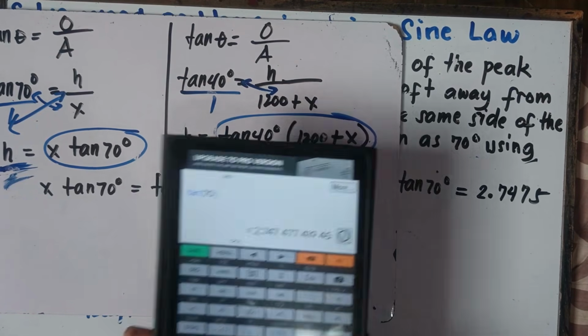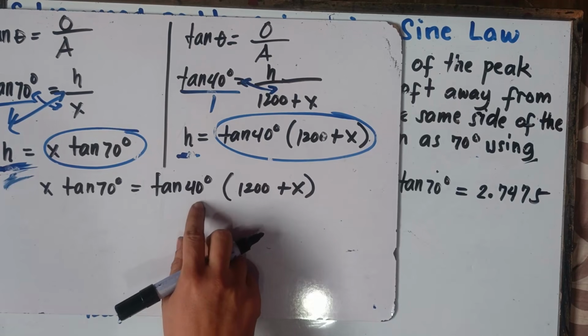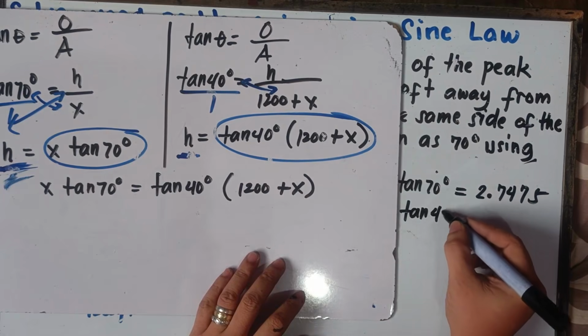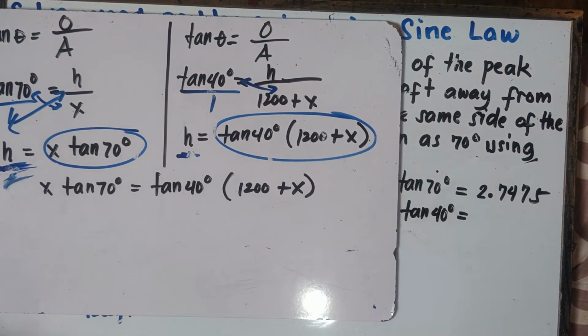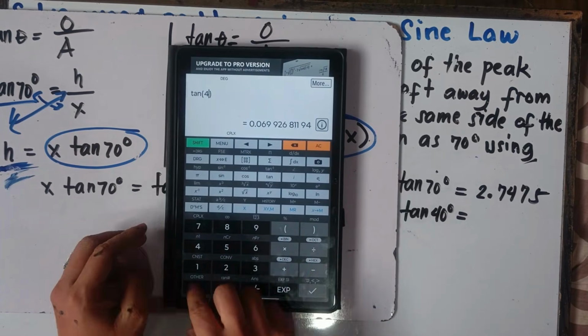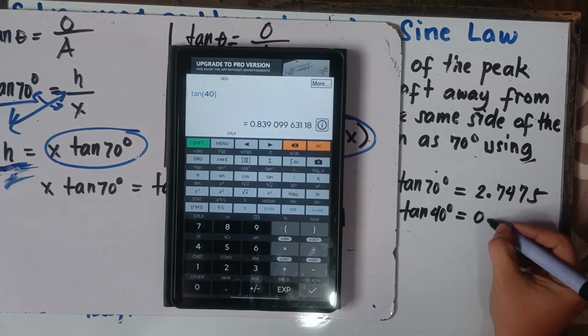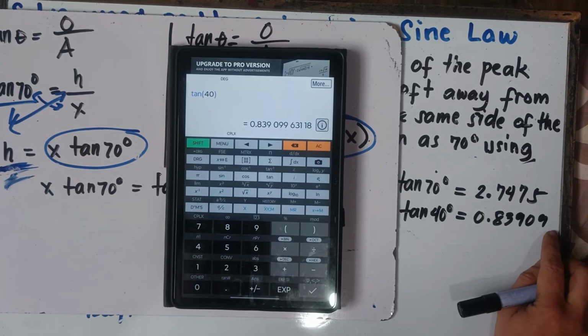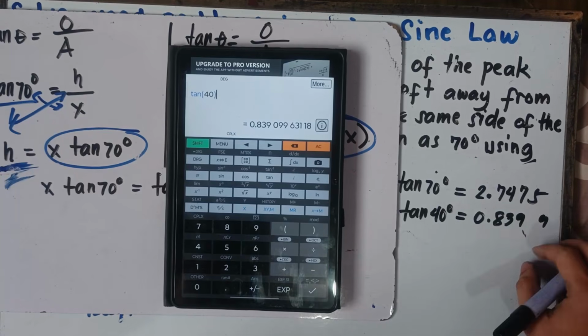And then the value of tangent 40 degrees, we need this value, class, for us to simplify this. Tangent 40 degrees is equal to, I do apologize, we don't have enough space, 0.83909. So after the 0, there would be 9, so this will be 0.8391.